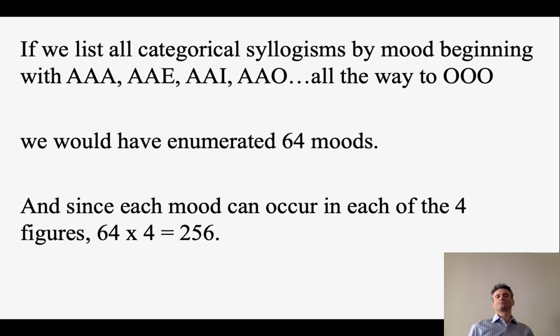Okay, if we list all the categorical syllogisms by mood, we start at AAA, AAE, AAI, AAO, all the way to OOO, we will have listed 64 different moods. And since there are 4 figures, 64 times 4 is 256 possibilities, 256 different syllogisms.